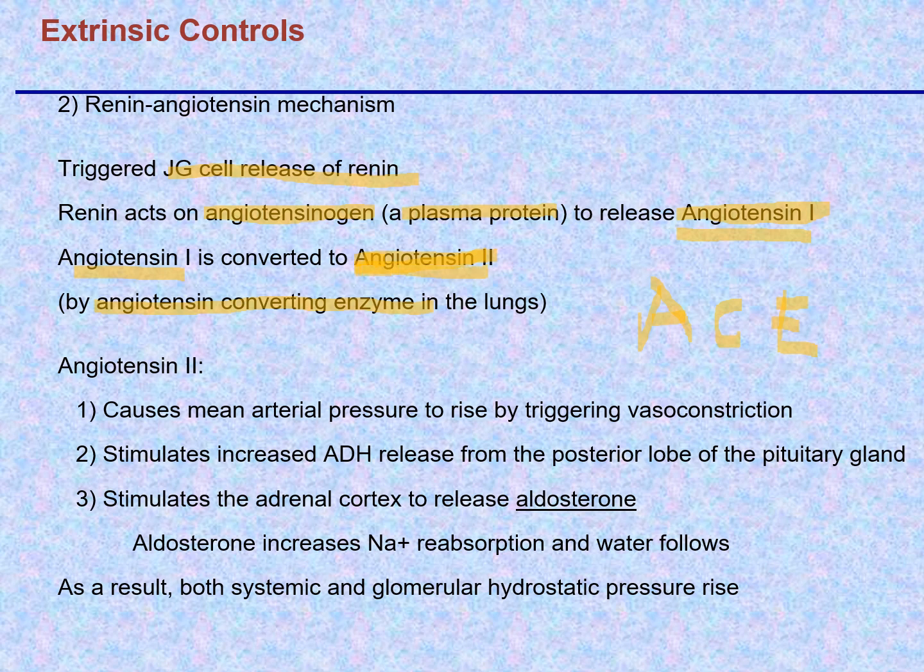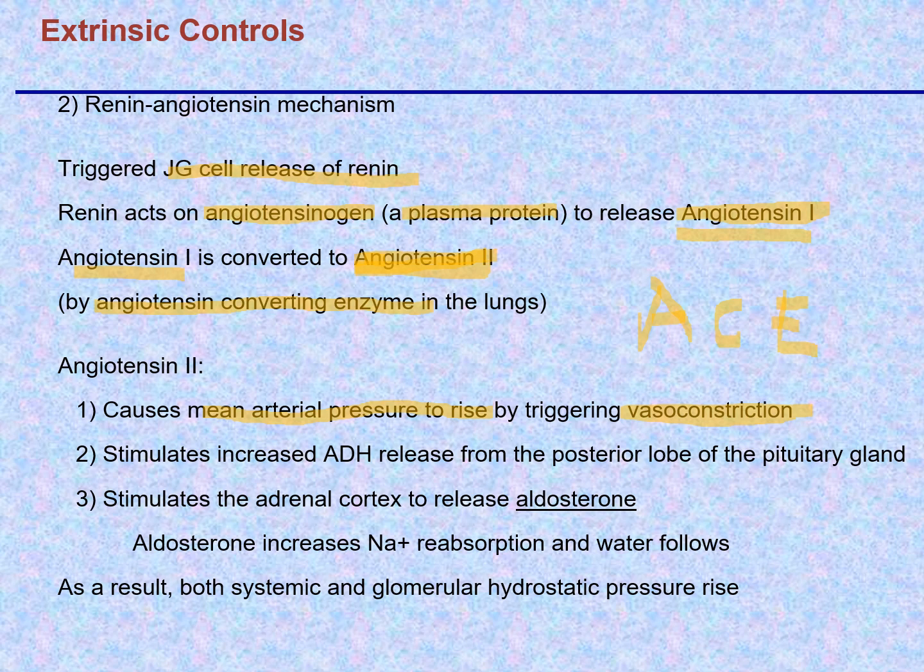Now, angiotensin 2, once formed, has a number of effects. It will cause the mean arterial pressure to rise because it has quite a strong systemic, that means throughout the systemic circulation, vasoconstrictory effect. It will cause vasoconstriction. If the systemic circulation constricts overall, then there's less space for the same amount of blood and the pressure rises. So this is a way of raising blood pressure.